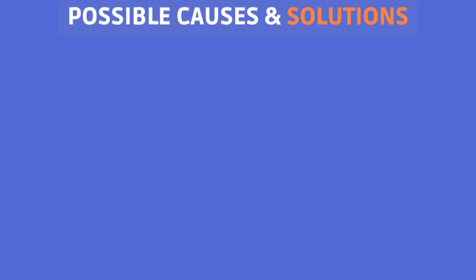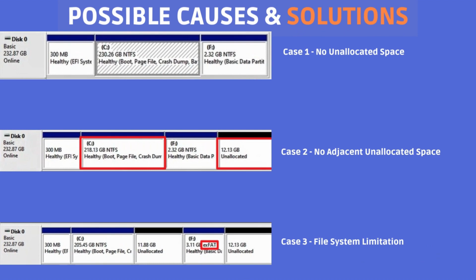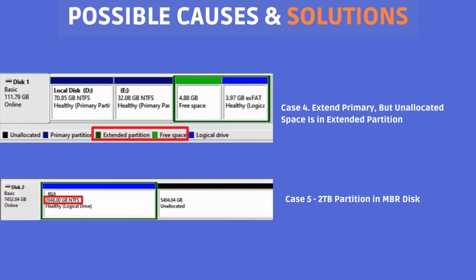Here are five most common causes for Extend Volume grayed out. You can fast forward to the corresponding segment in this video to find the proper solution to your own case.